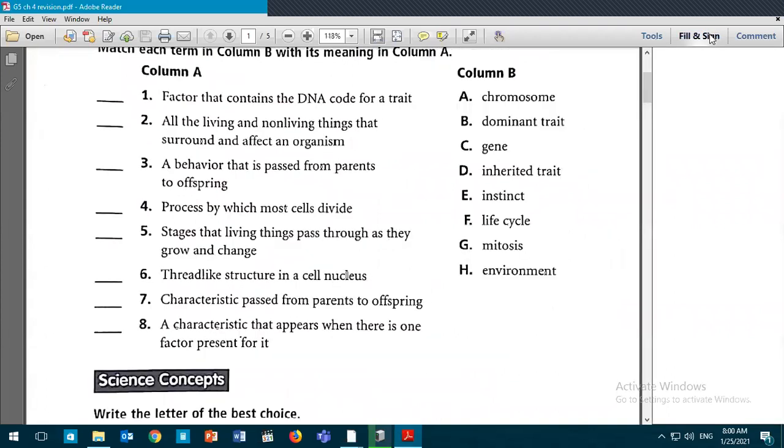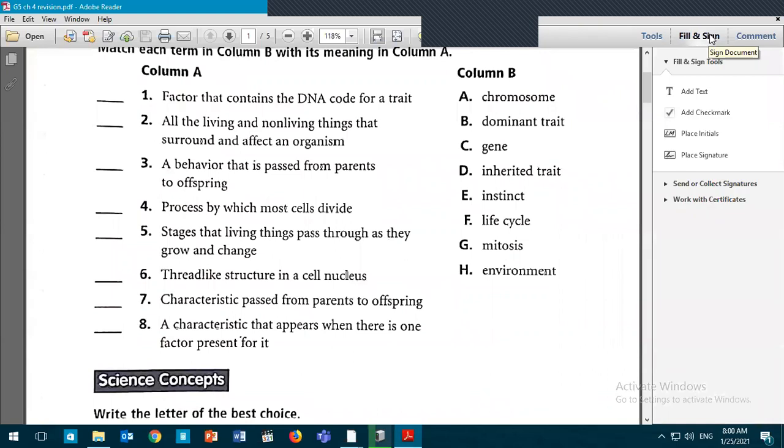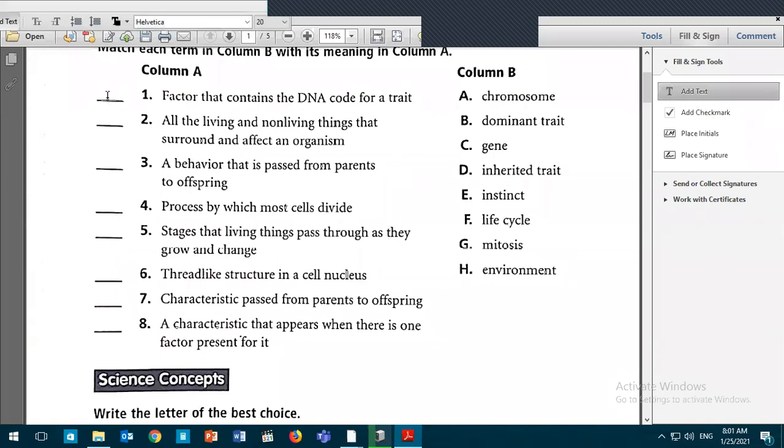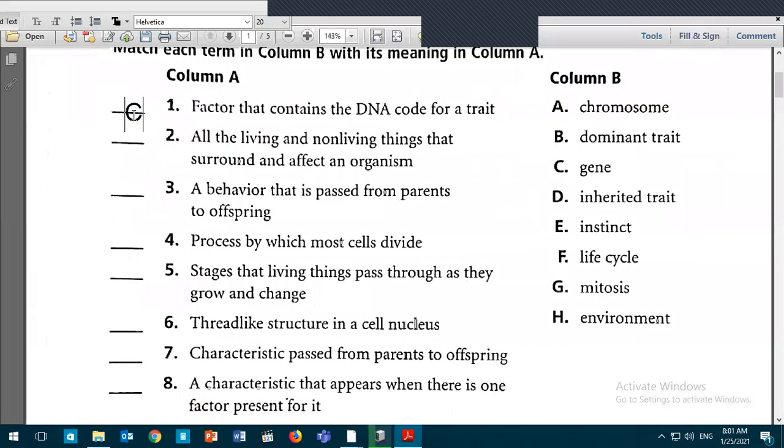So let's start with the first one. It says a factor that contains the DNA code for a trait. What do you think, guys, the answer will be? I think, miss, it's a gene. Yes, it's gonna be the gene. That's right, so it's gonna be C. Can you guys see the answers written? Yes. Okay, number 2.